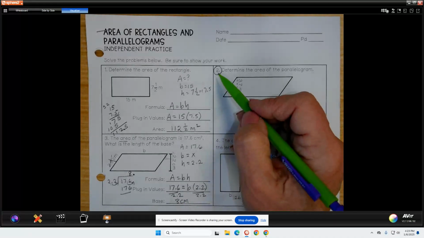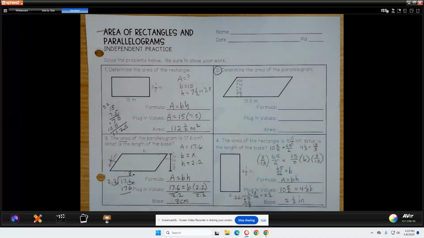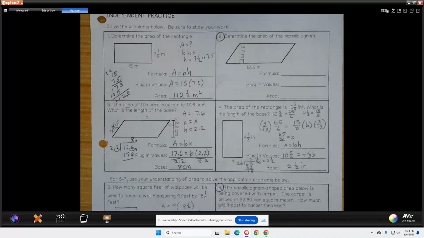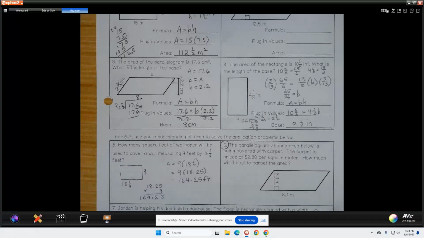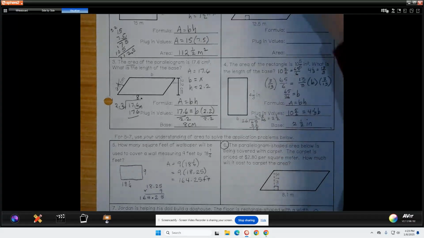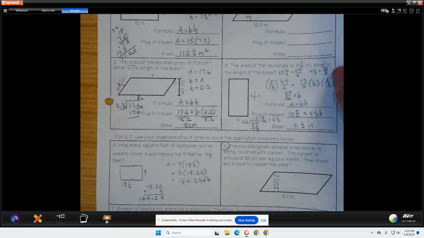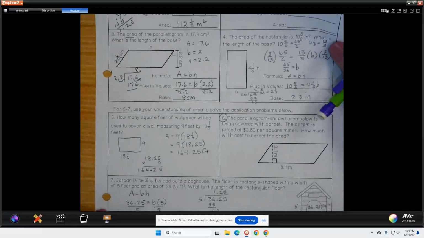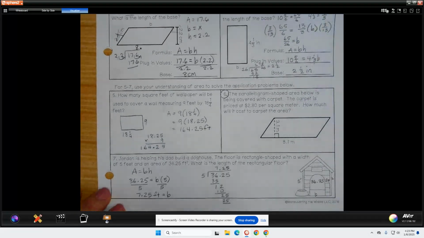Now, I want you to work out questions number 2 and 6. I went ahead and worked out 4, and here is 5. Sorry, there's 5, and here is 7, in case you want to work those out to make sure that you're doing it correct. But the only thing for homework is question number 2 and question number 6.